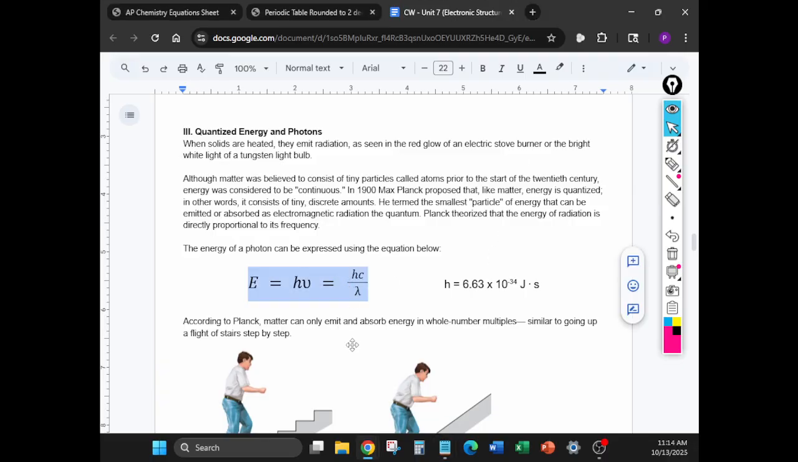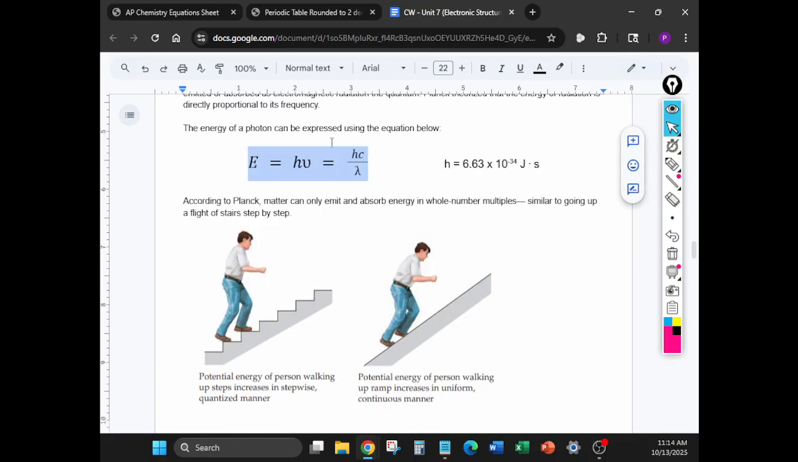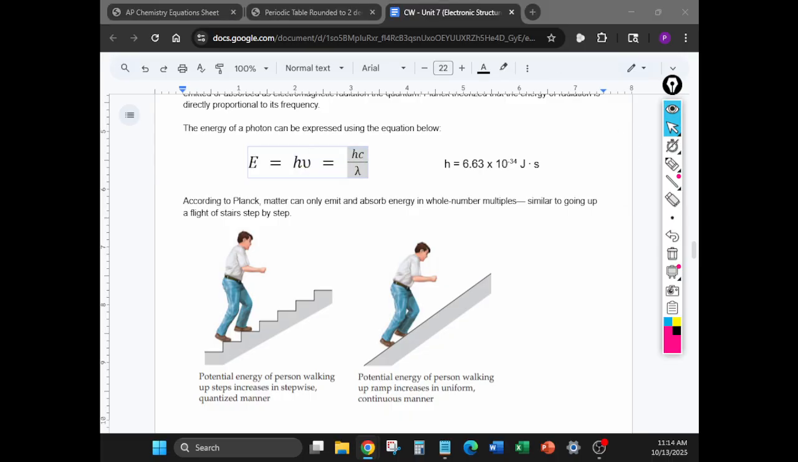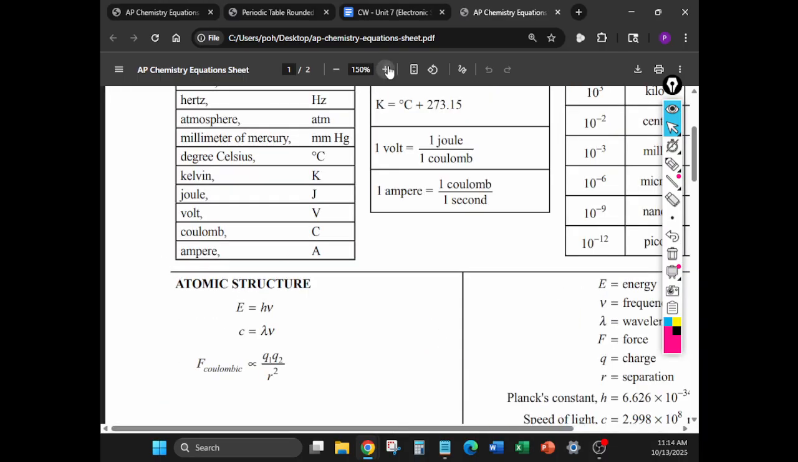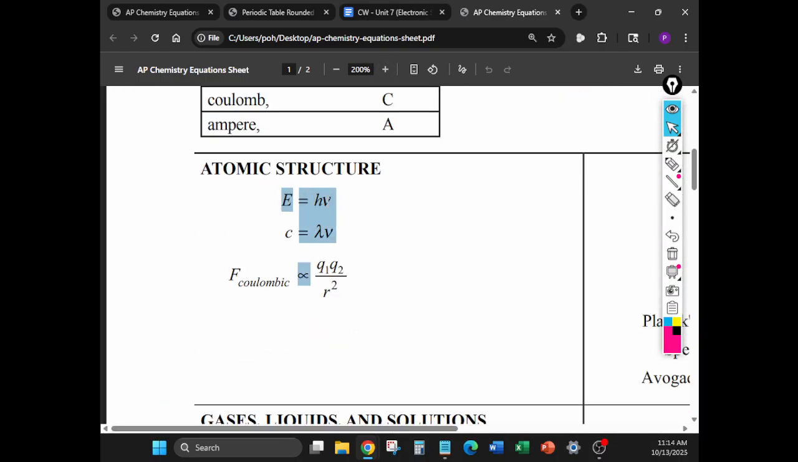This equation basically tells us what is the energy that a photon can have. Okay, so this is a simplified equation, but this is the expanded one right here. Let me pull up your AP equation sheet just to make sure what you guys have. So if you look at your AP equation sheet, you have this right here. Okay, this is the one that you wrote down.